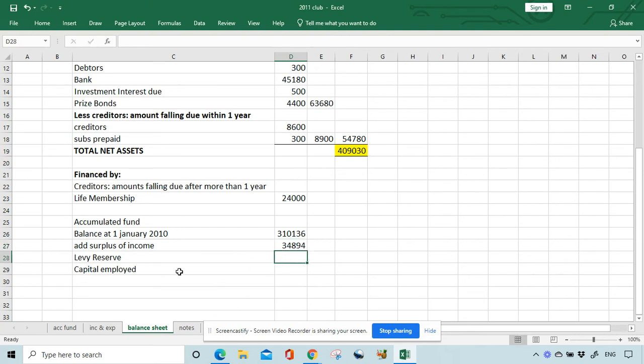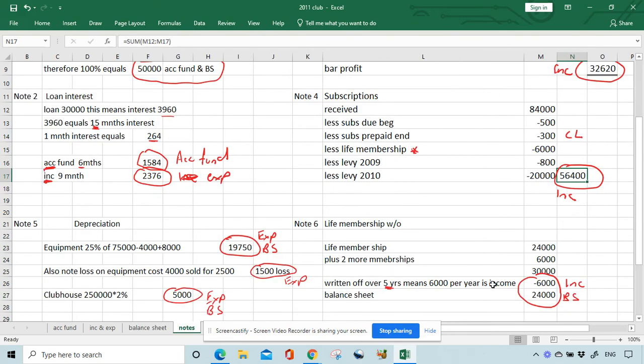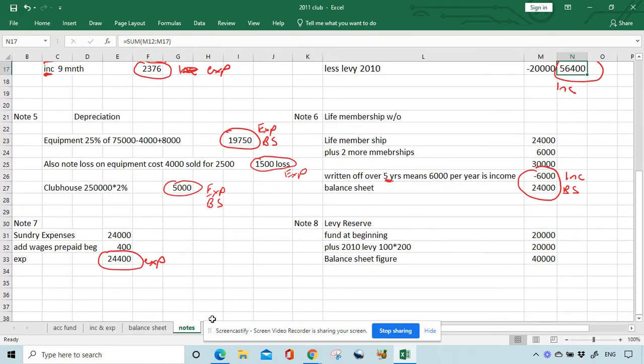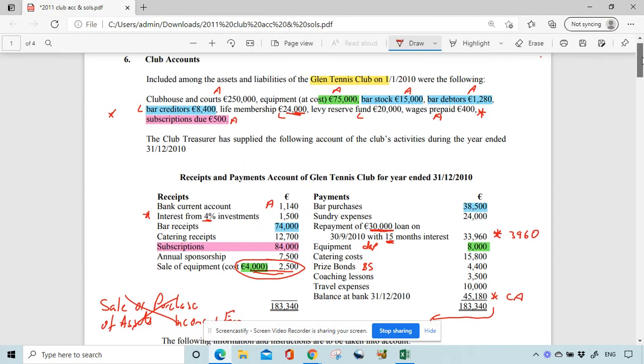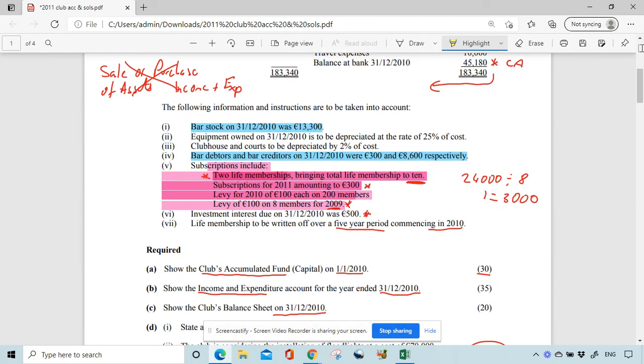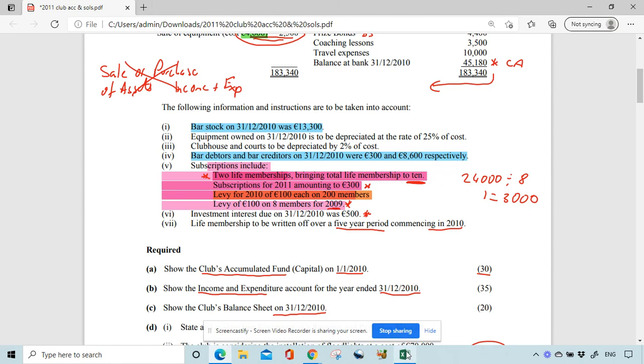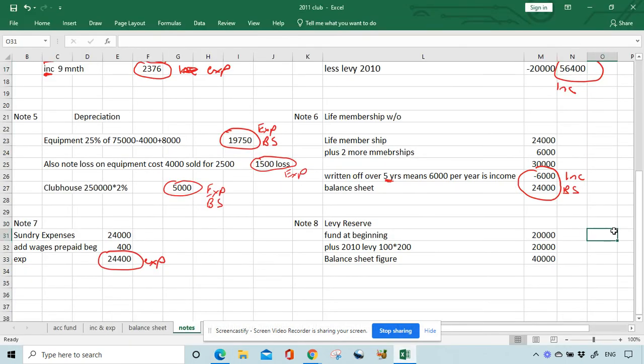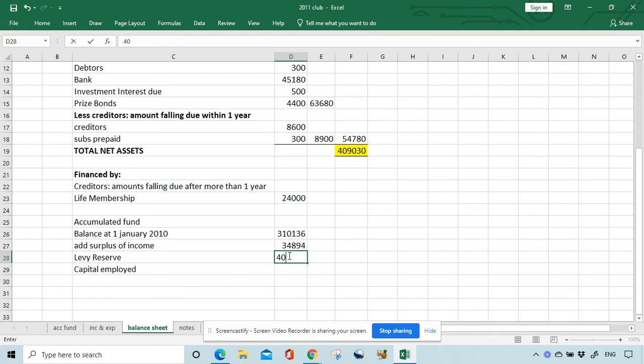Our levy reserve, with one more note for levy reserve. At the beginning of the question, I shall highlight this in yellow. So I had levy reserve fund of 20,000, and then this note here, I had a levy of 200 members of €100 each, which is another 20,000. So 20,000 plus 20,000 is 40,000 to my balance sheet financed by area. So levy reserve is 40,000.